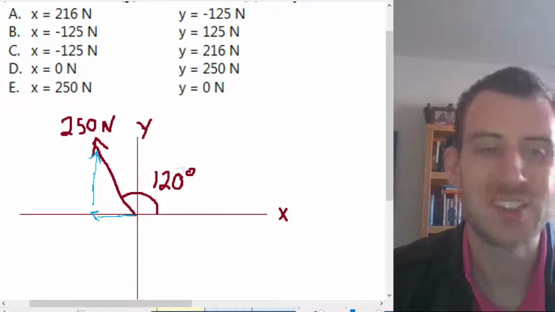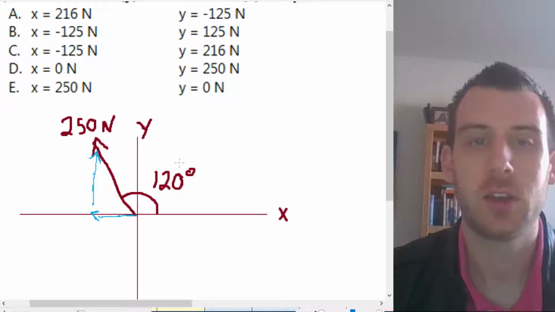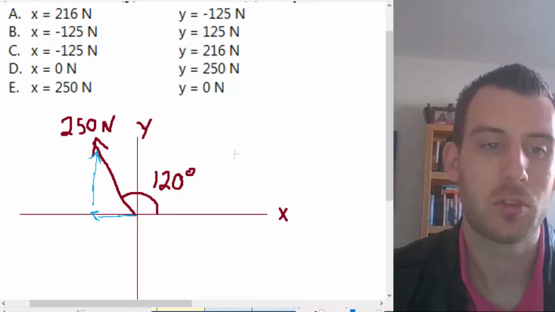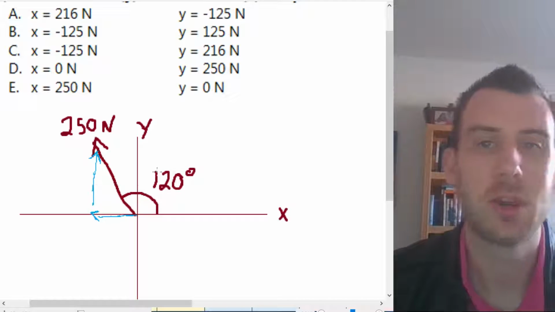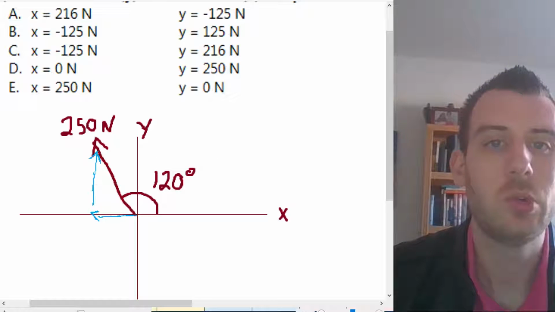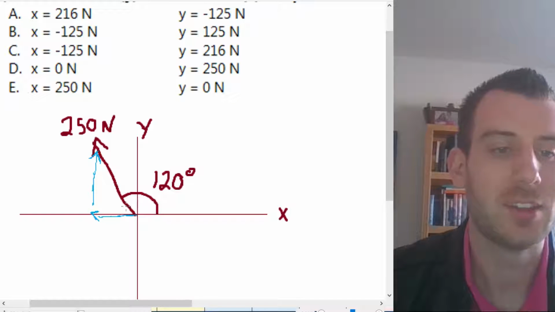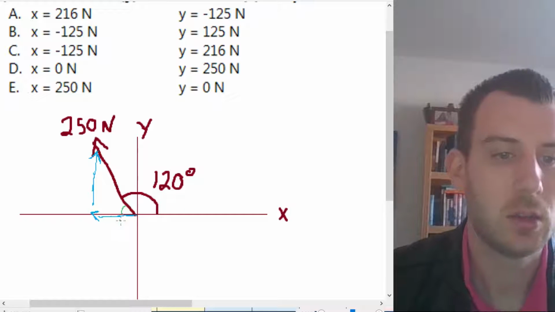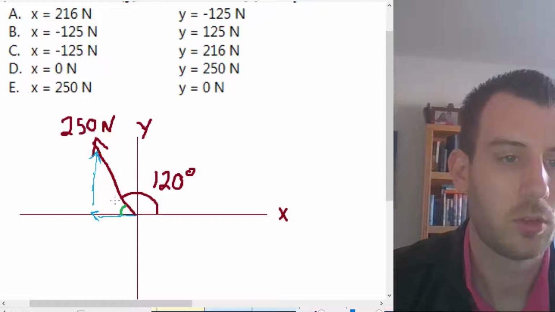So how would I find out what the components of this are? Well, the 120 degrees isn't helping me right now because it's not inside my triangle. And my trig techniques are going to be talking about opposite over hypotenuse and adjacent over hypotenuse. And right now I don't have an opposite angle to this 120 degrees. What do I do? Well, I can figure out what the angle is inside of this. Let's call it theta.